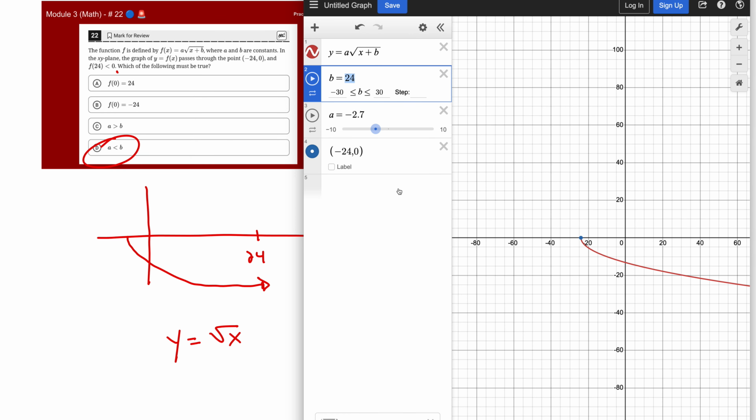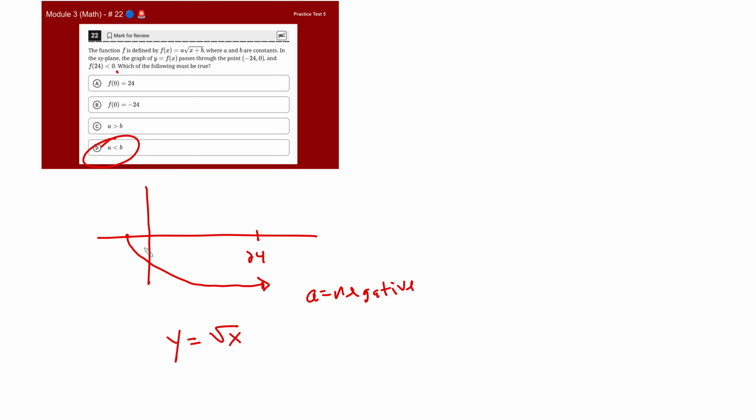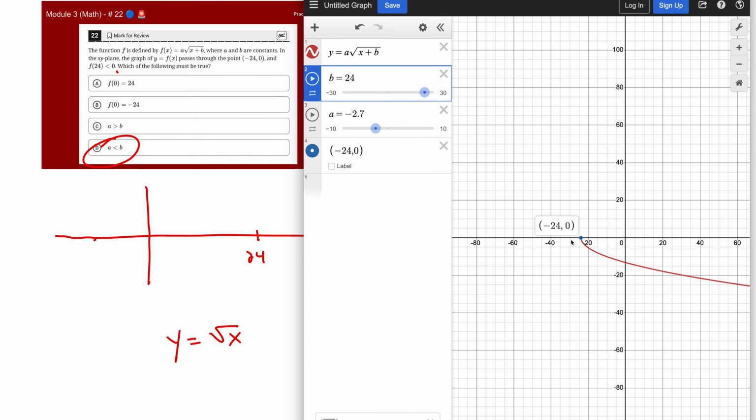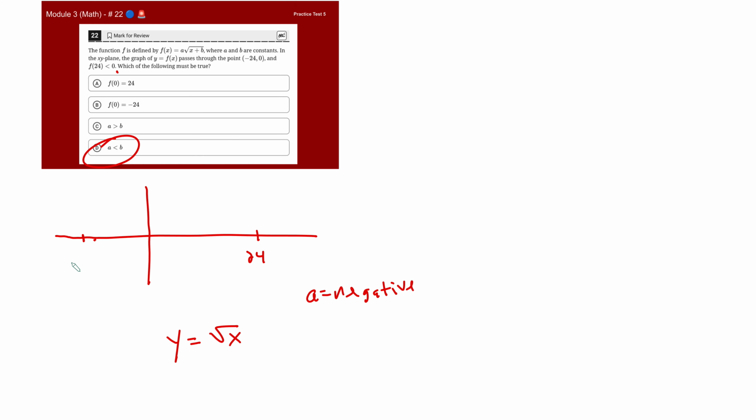So this is negative 24 comma 0. Not quite to scale. Hold on, I can do better. Oh no, that's wrong. Oh no, that's right. Yeah, that's negative 24 comma 0, and the graph goes like that, or like that. Okay, that's it. Anyway, the answer is D.